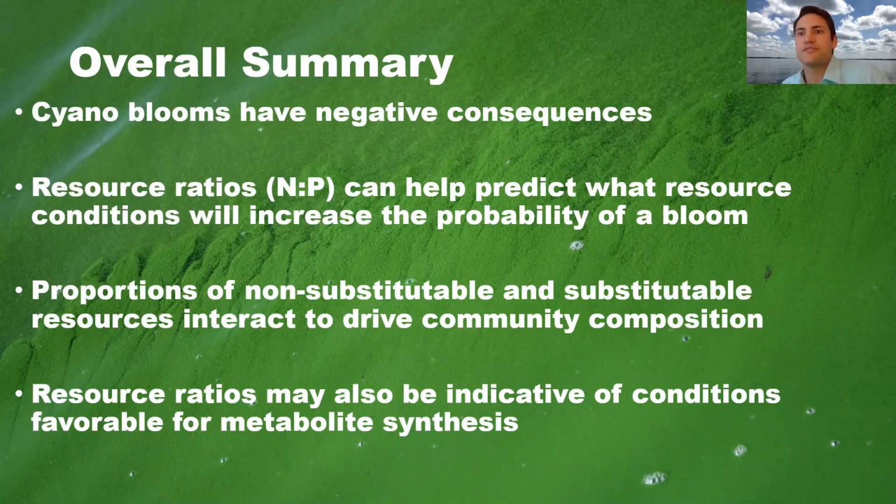The nutrient ratios matter. There also seems to be the proportion of non-substitutable resources like carbon, nitrogen, and phosphorus, and substitutable resources like nitrate, ammonia, organic nitrogen forms. They interact, or at least they seem to drive community composition. And for whatever reason, still yet to be totally elucidated, they somehow are indicative of conditions favorable to their metabolite synthesis or those metabolite producing strains that produce these noxious and toxic compounds.